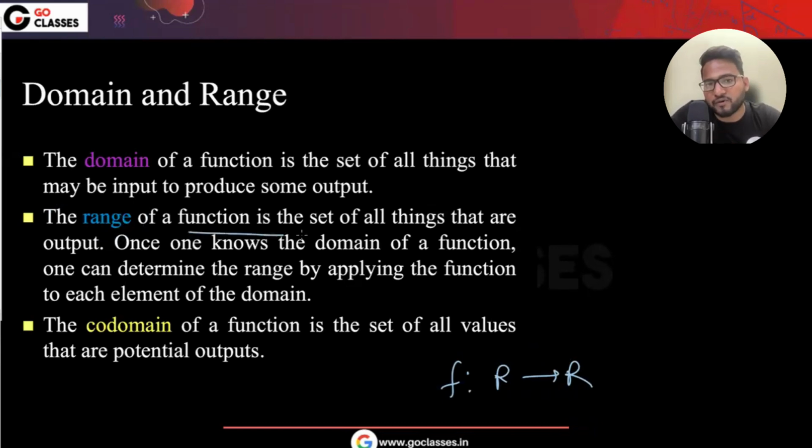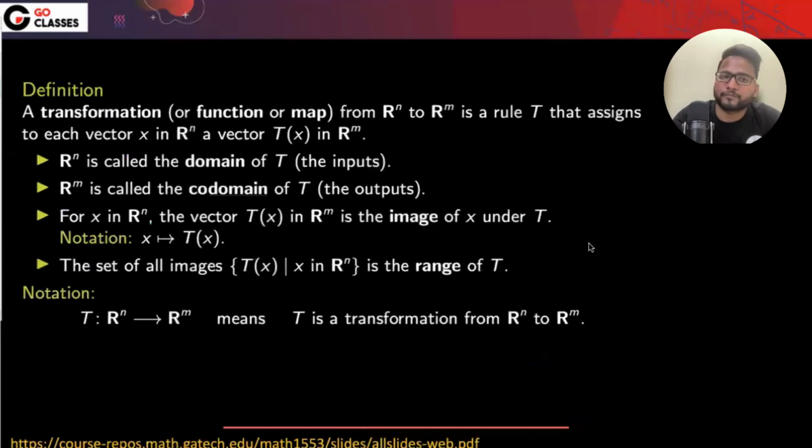So basically, the range of a function is a set of all things that are output. Once one knows the domain of a function, one can determine the range by applying the function on each element of the domain. Okay, so it is basically set of all things that are actually the output. Understood? Cool. So again, domain, codomain, and range. I hope these definitions are clear.